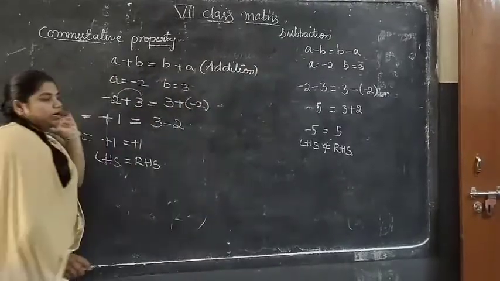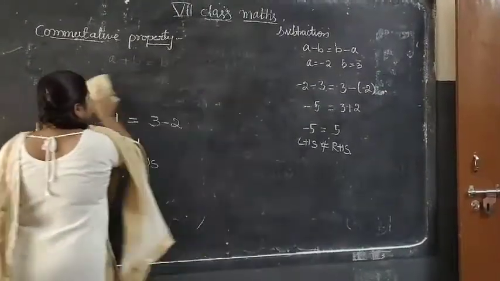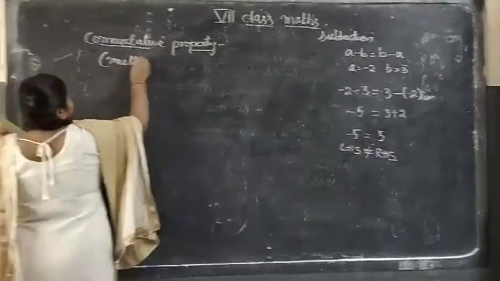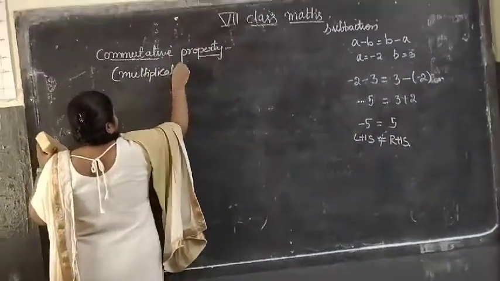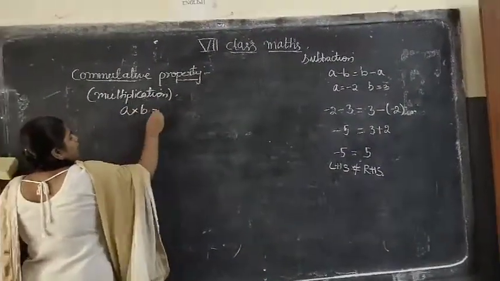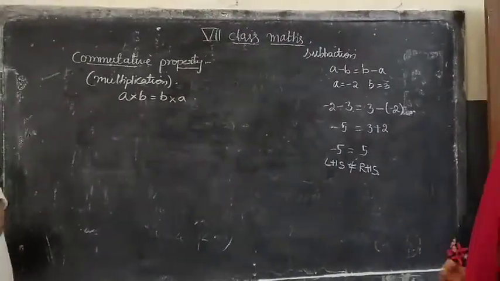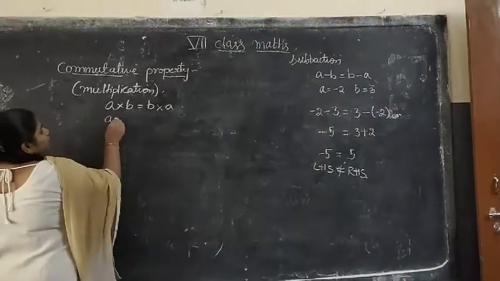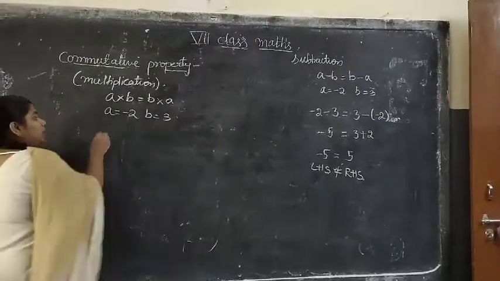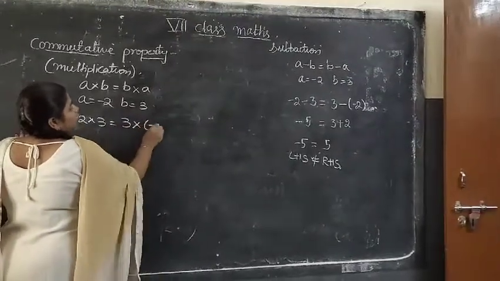Now coming to the next operation, multiplication. We will see whether it will be satisfied or not. Which operation are we applying now? We are applying multiplication. What is the general form of multiplication? A into B will be equal to B into A. Apply the values: the A value is -2 and the B value is 3. That is -2 into 3 equals 3 into -2.